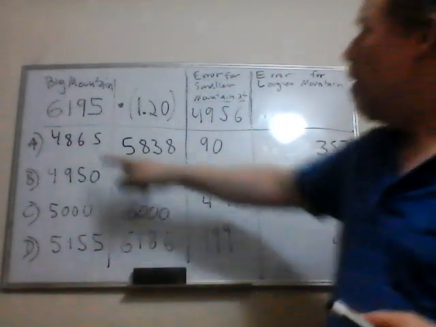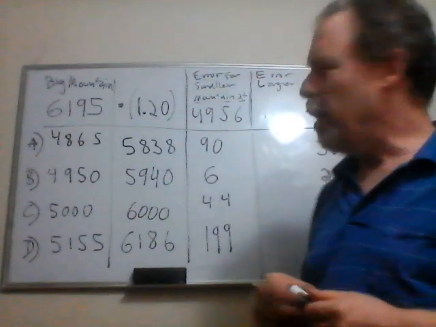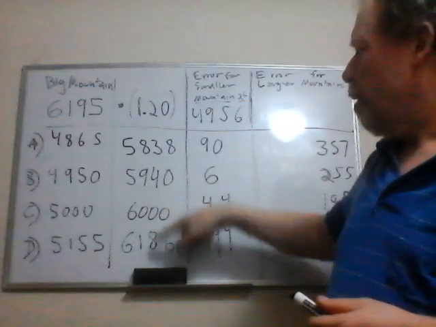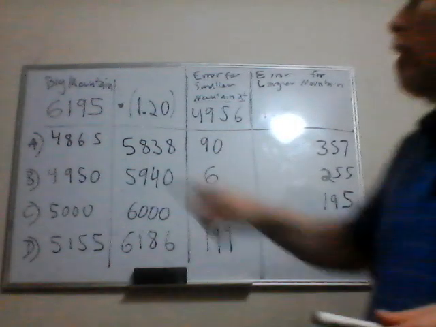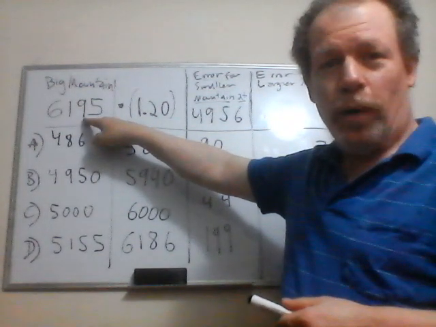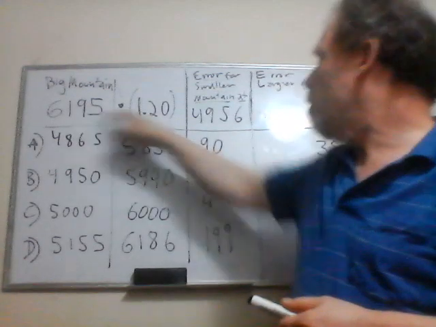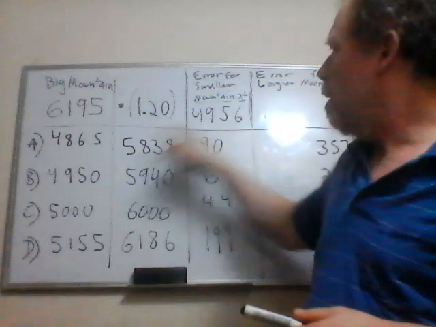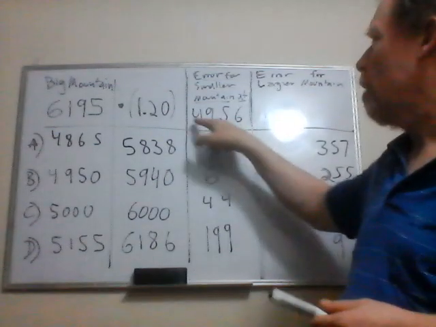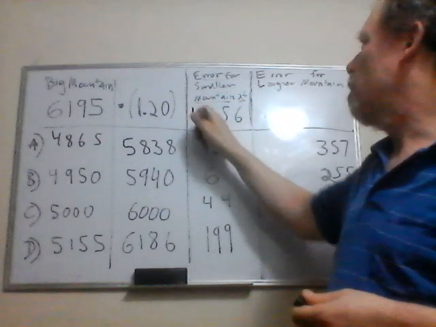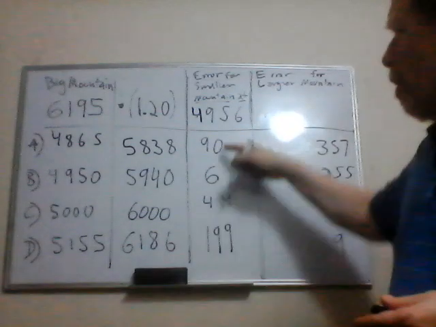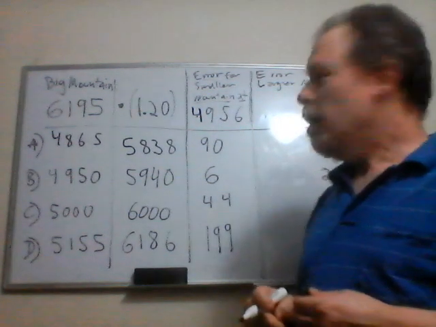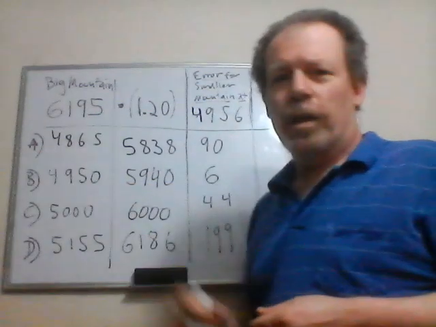Well, if you take these 4 candidates for that smaller mountain and you multiply each of them by 1.20, you get these 4 different numbers. The correct answer, if you take this number and you multiply it by 0.8, which is 20% smaller, you should get this number, 4956. Okay, and so each of these numbers differs from the correct calculation by some number. And this is that number. This number is off by 90, this one's off by 6, this one's off by 44, this one's off by 199. So the correct answer, as I said before, was letter B.